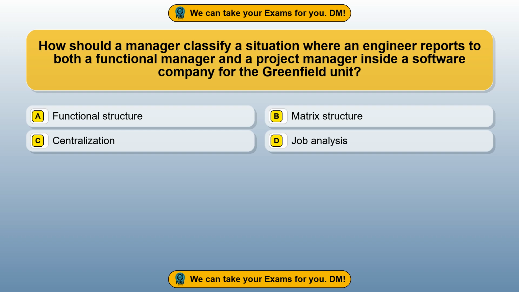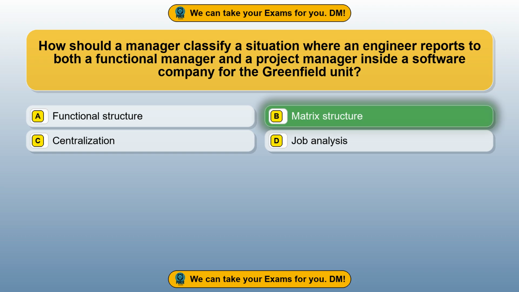Question 6. How should a manager classify a situation where an engineer reports to both a functional manager and a project manager inside a software company for the Greenfield unit? Option A, functional structure. Option B, matrix structure. Option C, centralization. Option D, job analysis. The correct answer is option B, matrix structure.